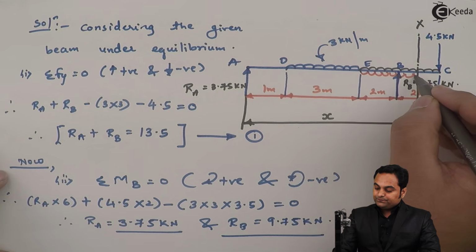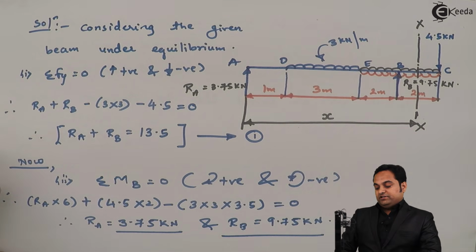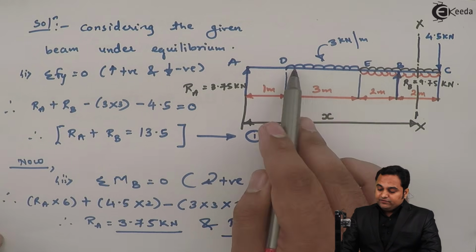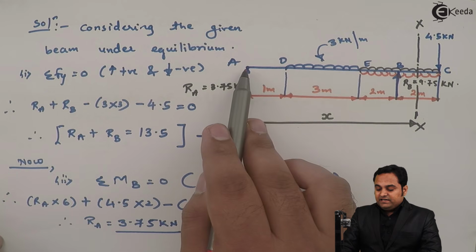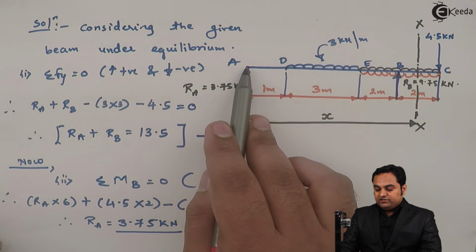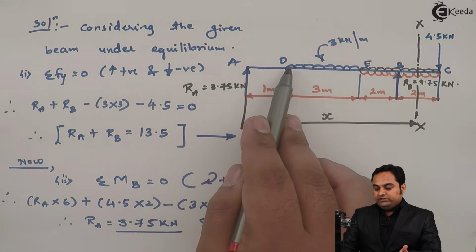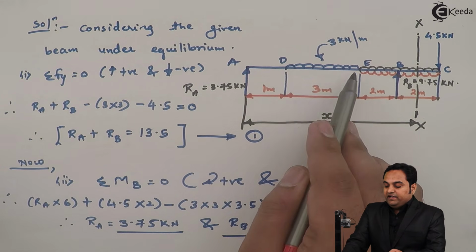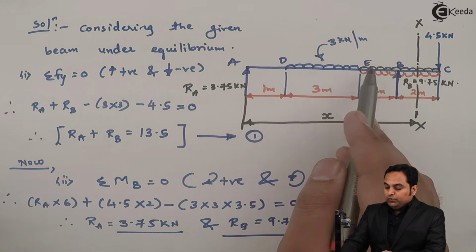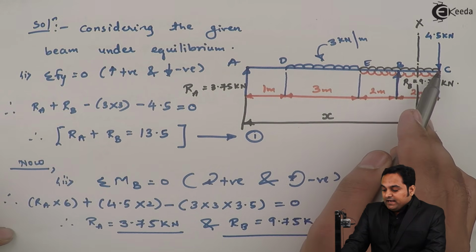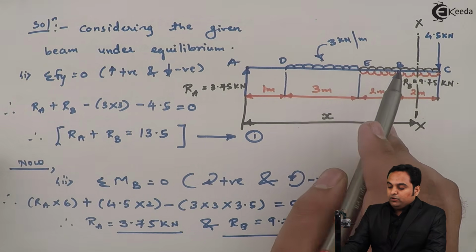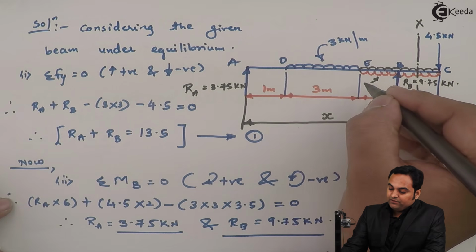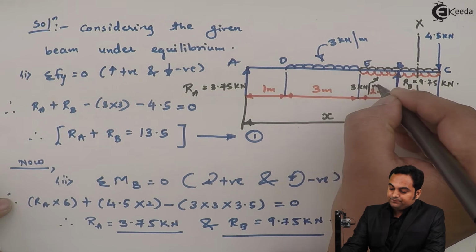It is like this, so that the effect gets cancelled out. This step is to be used if we have UDL anywhere in between the beam. If it is at the extreme end, suppose it has started from point A, then there is no need of extending this. But since it has started from D and ends on point E, we need to extend the UDL up to C, and to balance that, another UDL value from the bottom, and this UDL value from the bottom will have the same intensity as above, that is 3 kilonewton per meter.